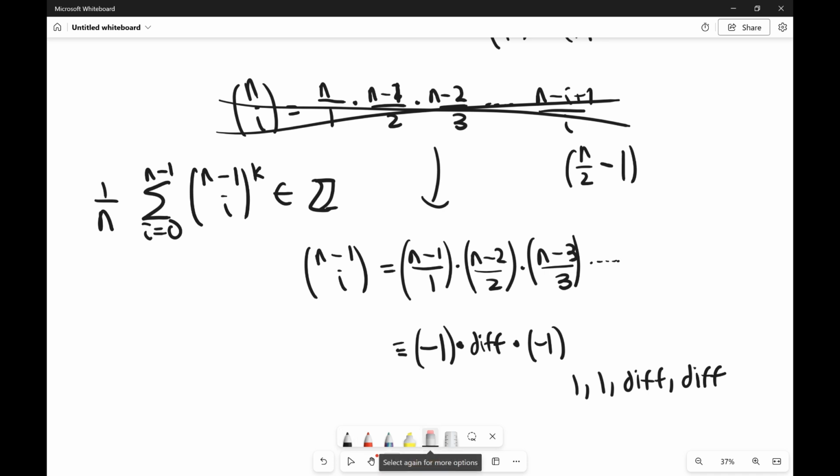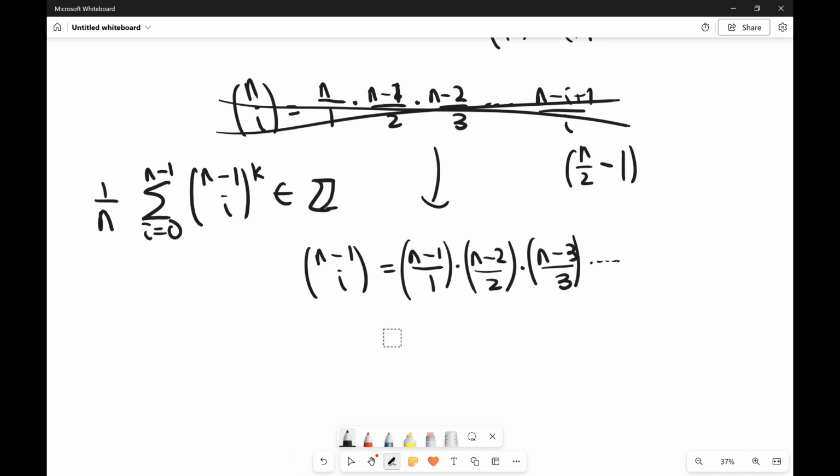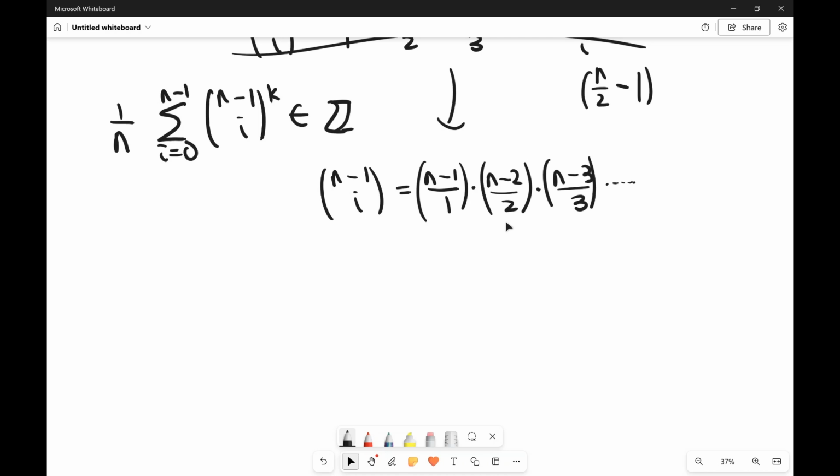However, if n is divisible by 3 as well, then things become weird because we get another different number, and this makes the chunking idea very hard. So what if we just consider each prime factor separately? That is, we write in this expression n equals p1 to the e1 times p2 to the e2 times all the way to pm to the em.